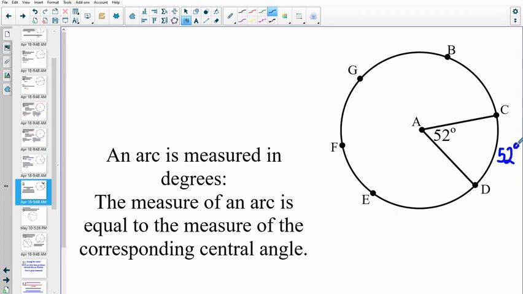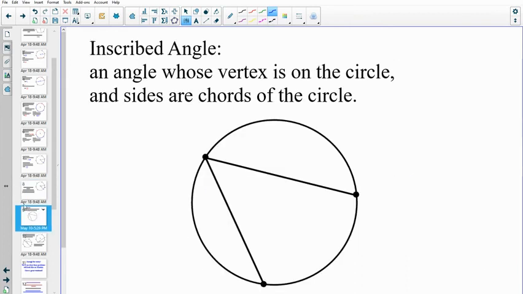And so when I refer to the measure of an arc, I'm usually going to refer to it as this corresponding central angle. And so all the way around a circle, that arc would measure 360 degrees. Again, an arc that goes all the way around the circle would be 360 degrees. And then the last new term for us today is an inscribed angle.